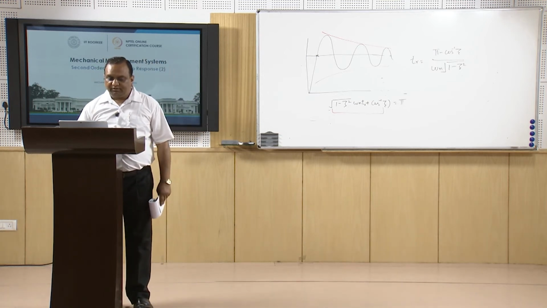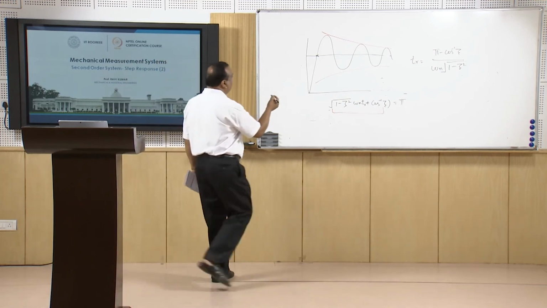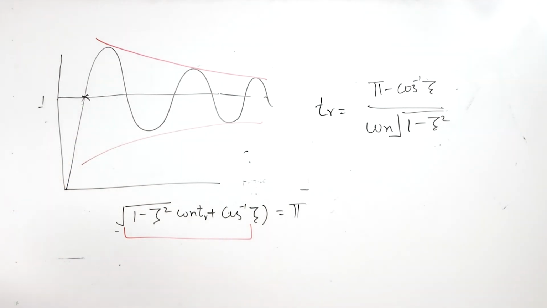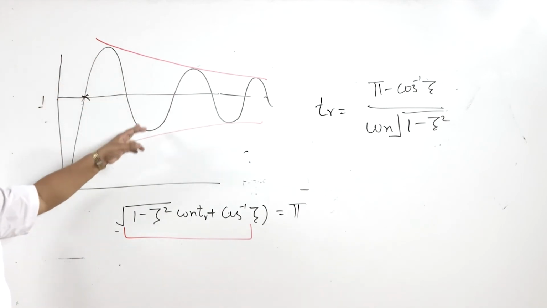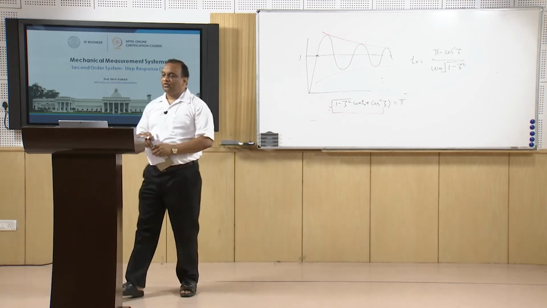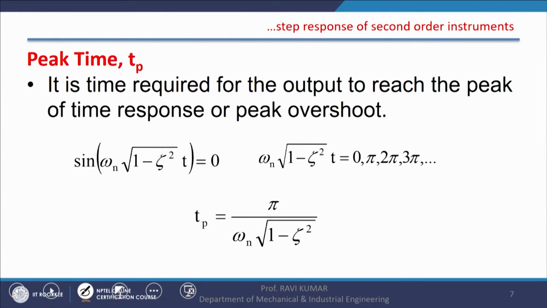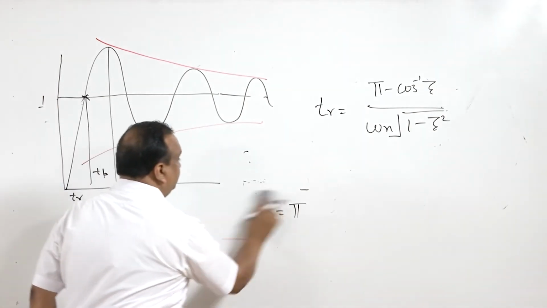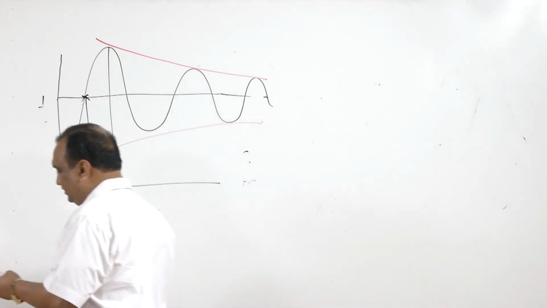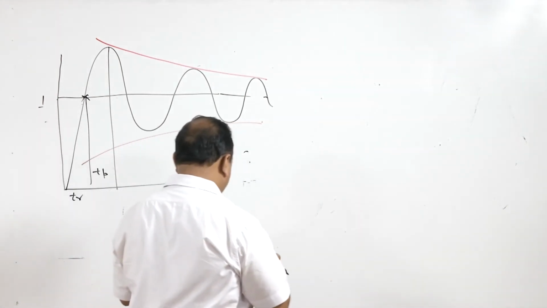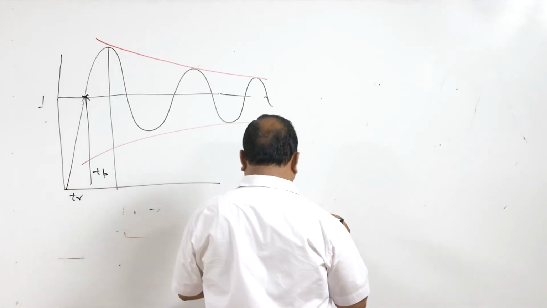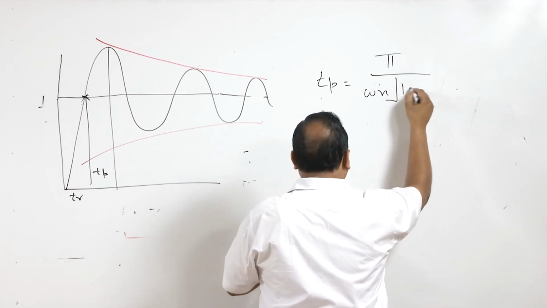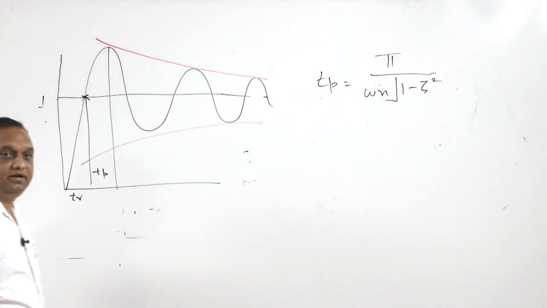Now after this, rise time is not enough, because rise time gives us when the system output becomes equal to the input, or 100%. But in an underdamped system there is overshoot also. So there is another term which is known as peak time, TP. So this is rise time, this is peak time, and peak time is expressed as TP is equal to pi by omega n under root 1 minus zeta square. This is the peak time.